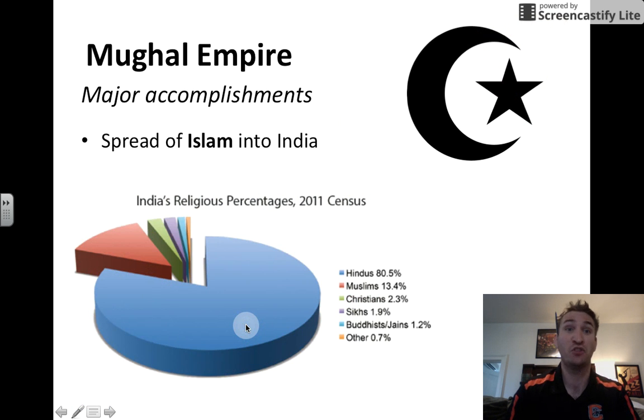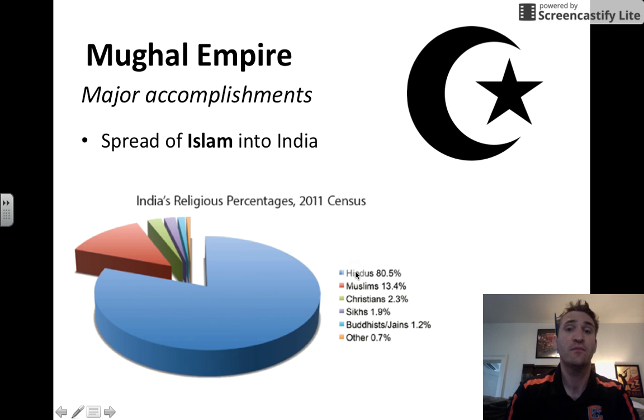What were the major accomplishments of the Mughal Empire? Well, first, the Mughal Empire spread Islam into India. You see the crescent moon and star of Islam. And today, Islam is the second most practiced religion in India, according to the 2011 census.